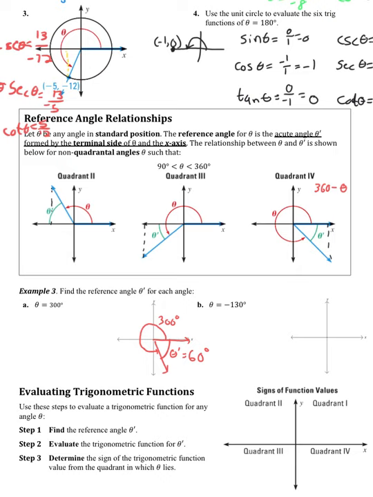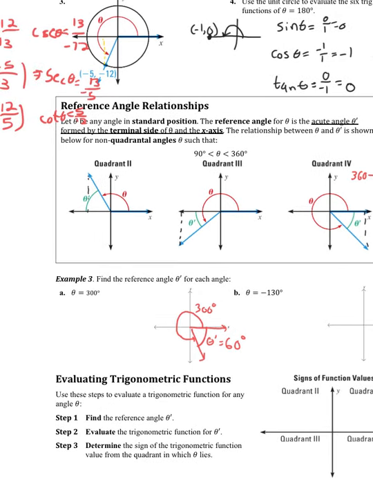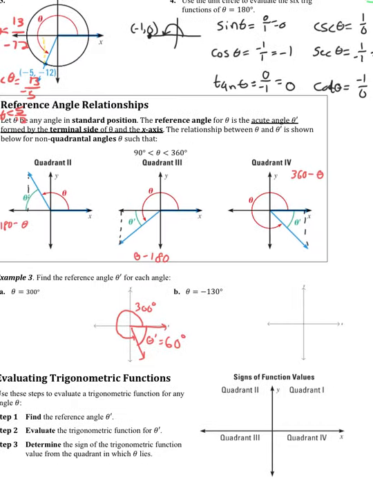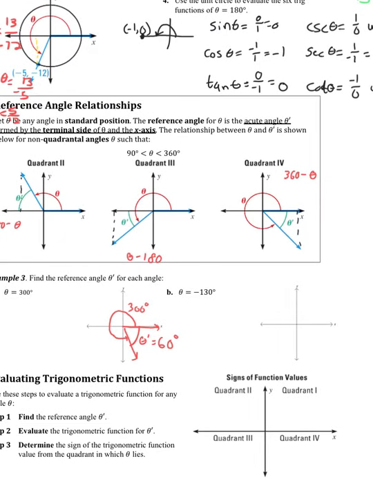In quadrant 2, it wouldn't be 360, it would actually be 180 minus theta, because we would just say 180 minus whatever this angle was, and that's going to give us our reference angle. In quadrant 3, it's going to be theta minus 180, because if we went like 220 degrees, we would just do 220 minus 180, and we'd get 40 degrees for our reference angle. That's how we would find our reference angles to get our theta prime.